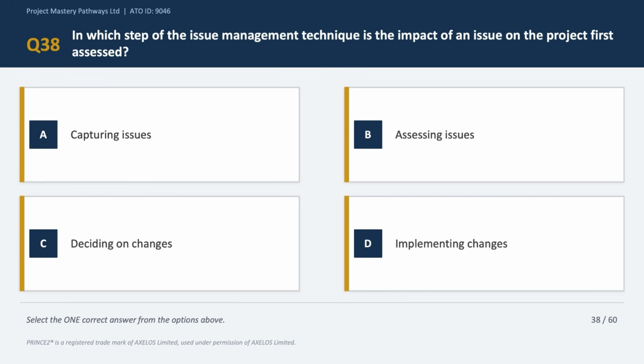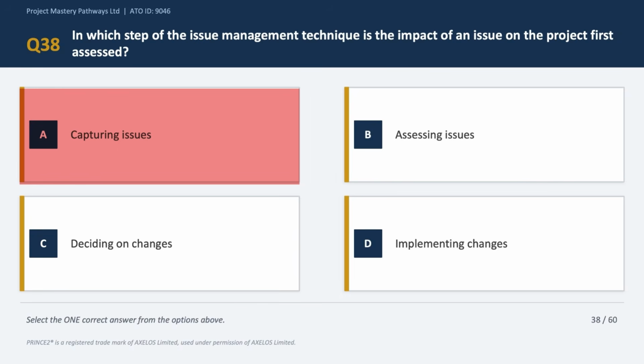Let's move on. Question number 38, and the question is on issue management. Now, the issue management technique in PRINCE2 has 4 steps: capturing, assessing, deciding, and implementing. Okay, now the question asks where the impact is first assessed. Okay, let's look at the options. Option A says capturing issues. Now, capturing is about logging the issue, right? So you document it, give it an ID, and assign it. But you have not yet assessed the impact at this stage. So option A is incorrect.